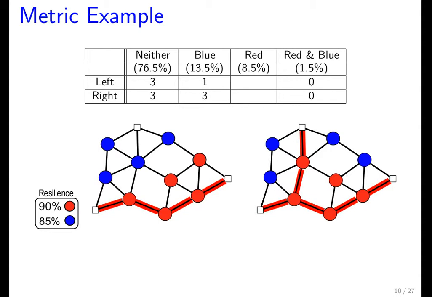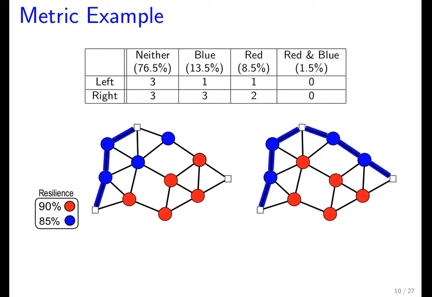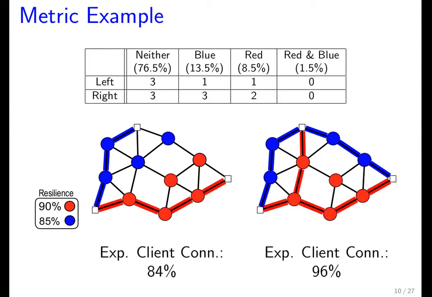If only blue is compromised in the left assignment, you have 1 client pair connected. In the right, you have 3 client pairs connected. You have all client pairs still in the right through the red nodes. And if red is compromised, we have 1 client pair connected through the blue nodes on the left, and then 2 client pairs connected through the blue nodes on the right.